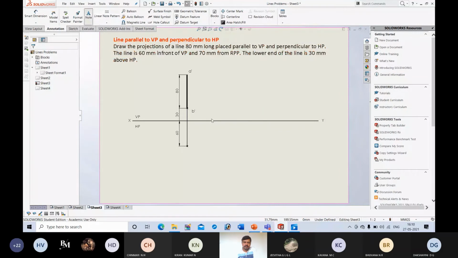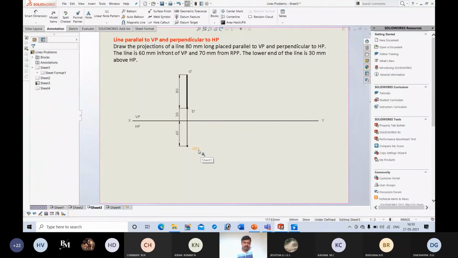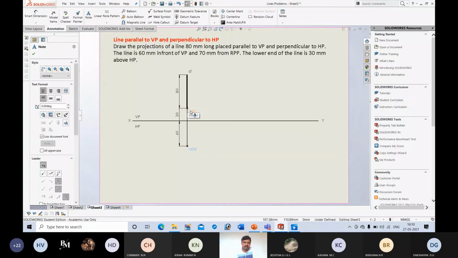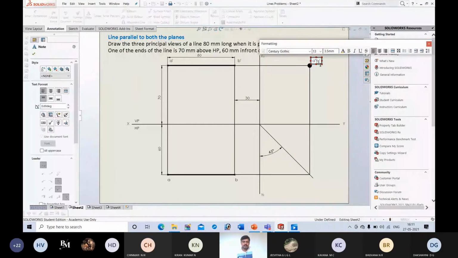In the top view, you should represent A as lowercase a, and B should be kept inside brackets. The reason is that B is an invisible point from the top. Similarly for the previous problem: since it is a side view, you are looking from this side. If it is perpendicular to LPP, we are able to see only end A, whereas end B is invisible. So it also should be kept inside the brackets.